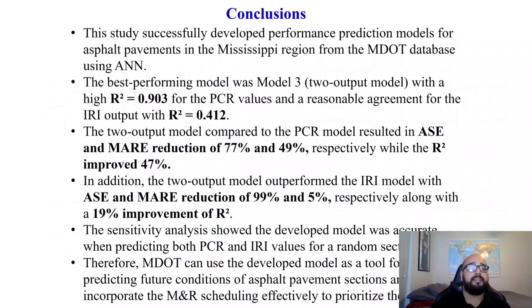Therefore, we can say that this study successfully developed the performance model with a higher R-square for PCR of 0.9 and a reasonable agreement for R-square of 0.4 for the IRI outputs. Also, the sensitivity analysis showed that the developed model was accurate when predicting both PCR and IRI. Therefore, the MDOT can use the model as a tool for predicting future conditions of asphalt pavement sections and incorporate maintenance and rehabilitation scheduling effectively to prioritize the resources.